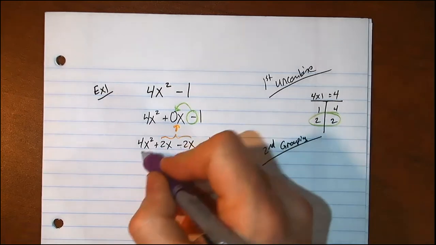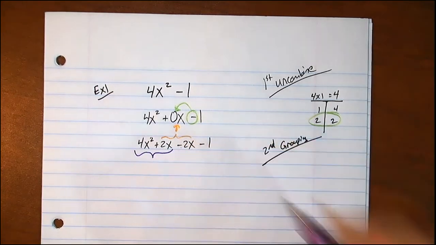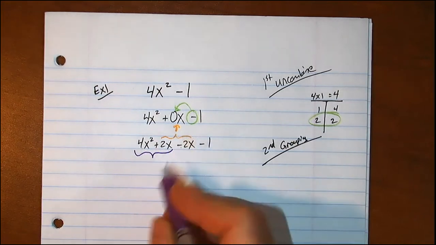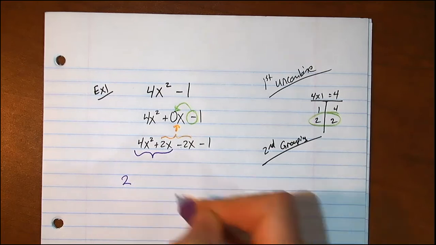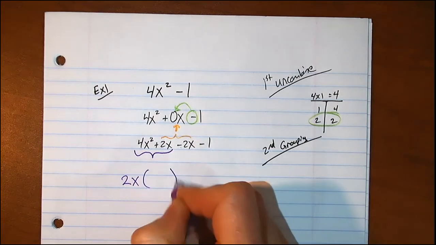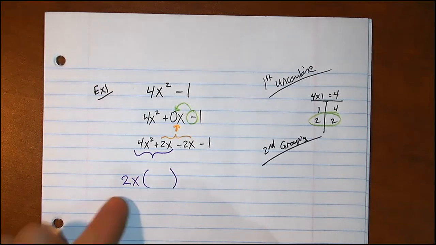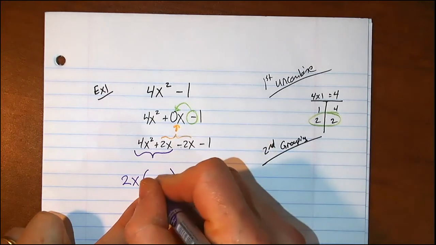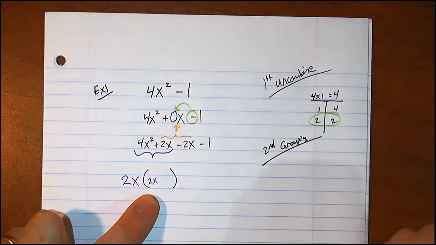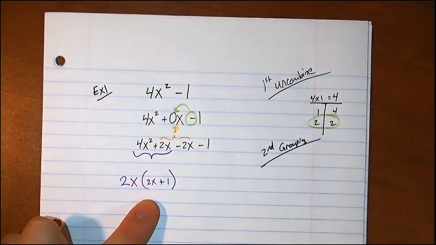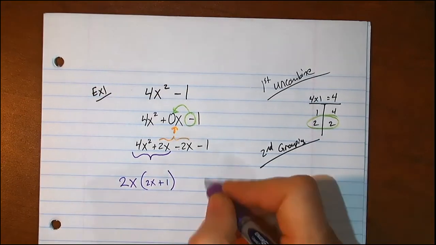So in my first group, I want to find the greatest common factor. So the greatest common factor between 2 and 4 is a 2. And the greatest common factor between x squared and x is an x. So my first group is going to factor with a 2x. And then 2x times what equals 4x squared? Well, 2x times 2x equals 4x squared. And 2x times what equals 2x? Well, 2x times 1 equals 2x. So there's my first piece.